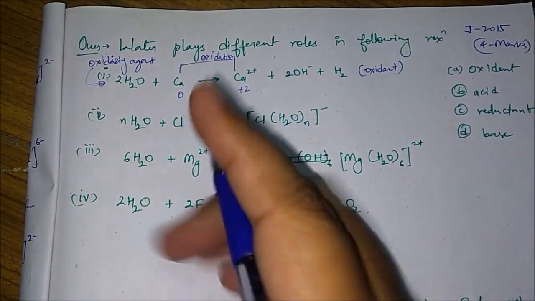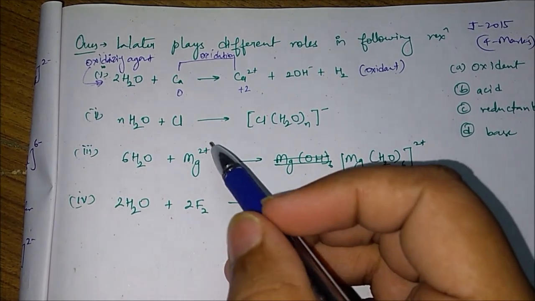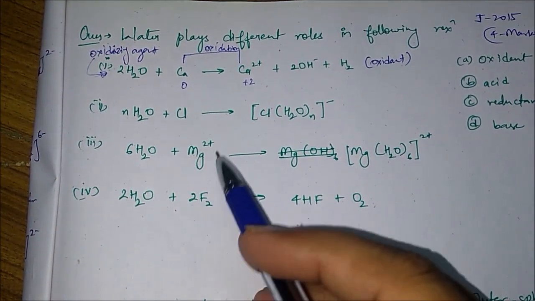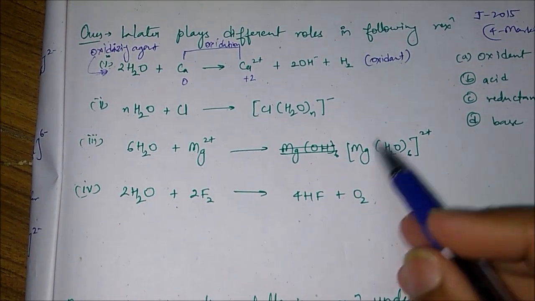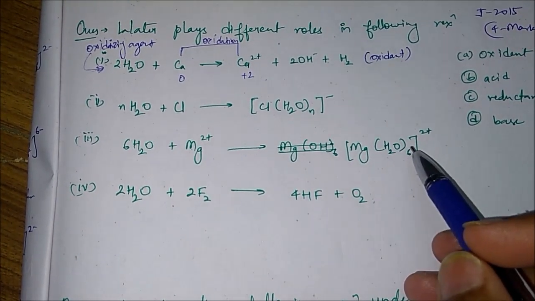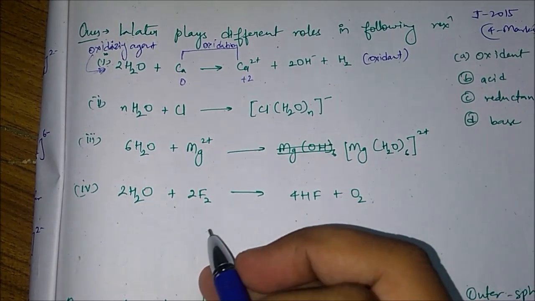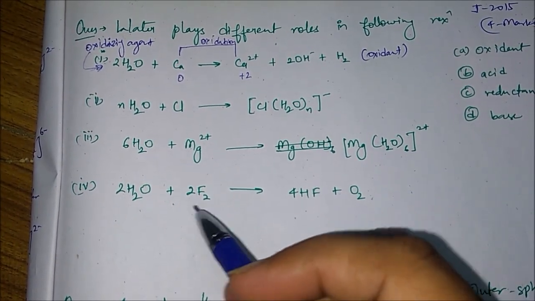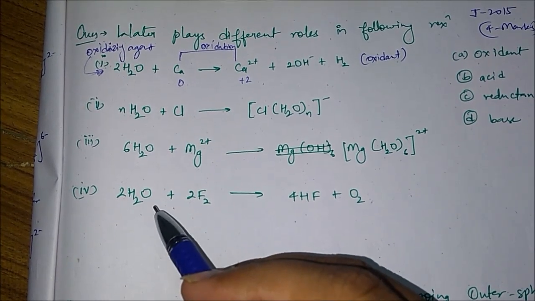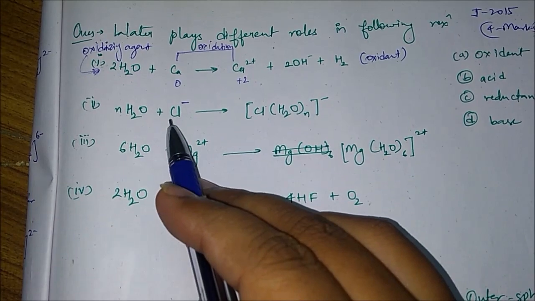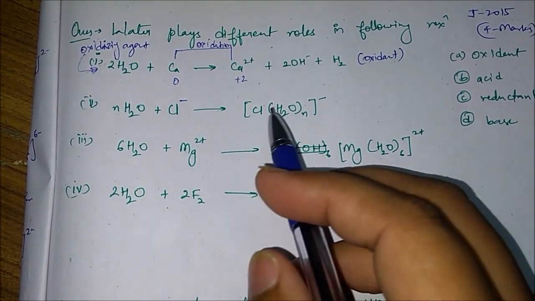Now we'll leave the second one and check out the third one. Here you can see that the oxidation state of magnesium is +2 and here also +2, so nothing is happening, no oxidation, no reduction, so you cannot predict anything here. So let's leave it here as well. In the second option also it should be Cl minus. Here also the oxidation state is not changing, so we'll leave it here.